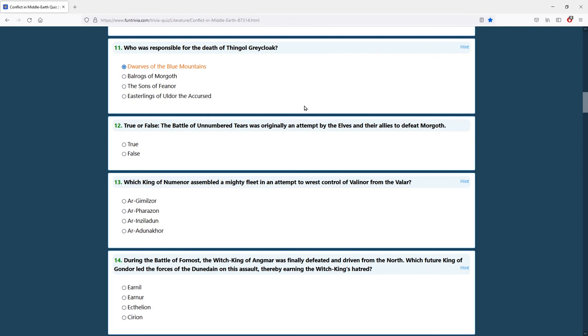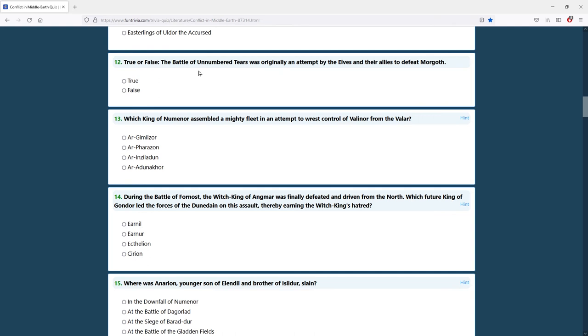Twelve. True or false? The Battle of Unnumbered Tears was originally an attempt by the elves and their allies to defeat Morgoth. Yeah, I think so. Although I guess you could count any of those battles as an attempt to defeat Morgoth.